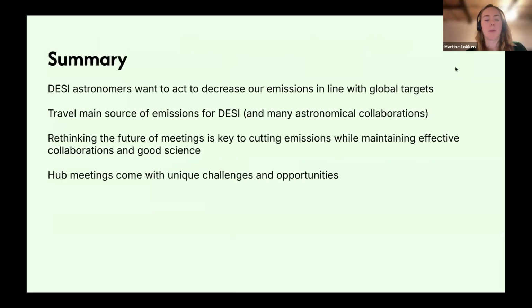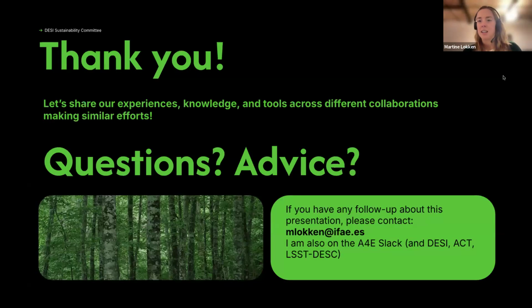And so I'll just wrap up to say DESI astronomers are very interested in decreasing our emissions. We've realized that travel is the main source, and so we're rethinking the future of meetings, but we still want these alternative meetings to come along with an effective collaboration, good science, good accessibility, and people feeling welcome and included in the collaboration. So these come with unique challenges and opportunities, and we're excited to keep planning that for winter 2026. So that being said, I'm very happy to take any advice.